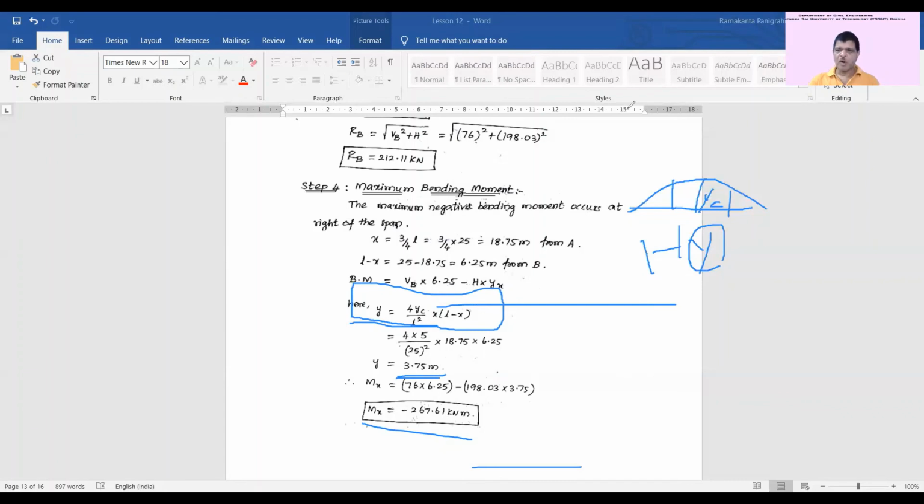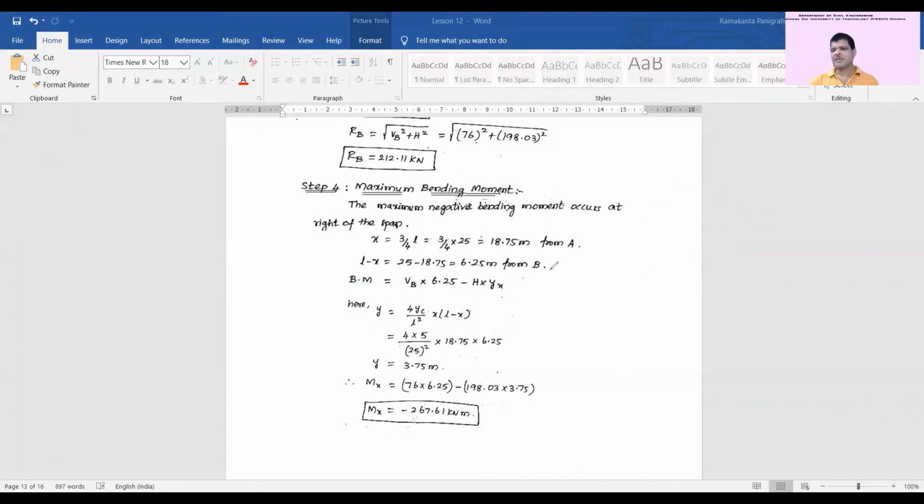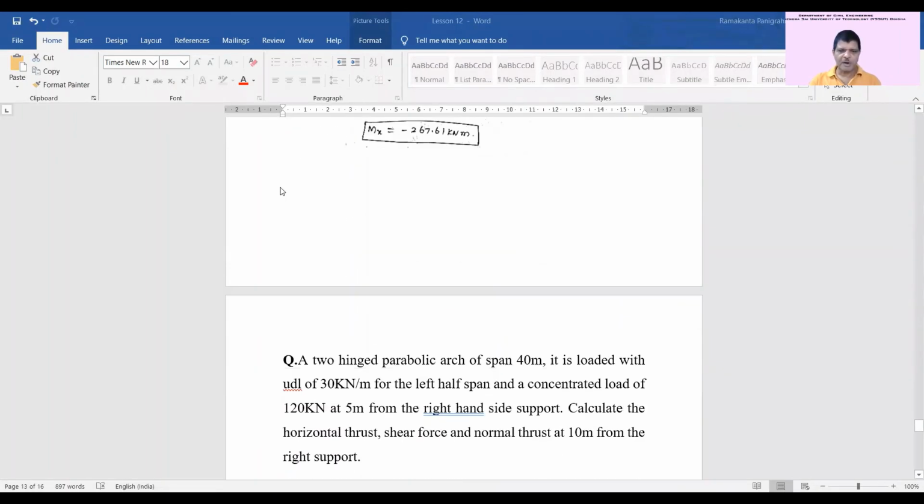Now these are two problems we discussed. We have calculated from the basics, that is from the formula integral of M y ds by EI, and y square ds. Now let us see another problem where we'll discuss how to find the normal thrust and radial shear. That will be in the next problem. Let us go to the next problem.